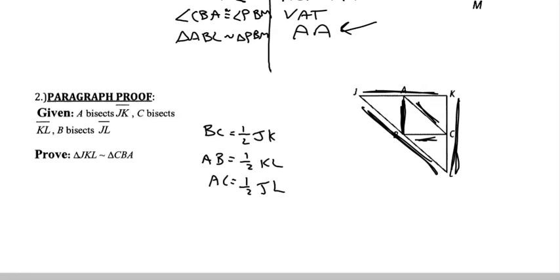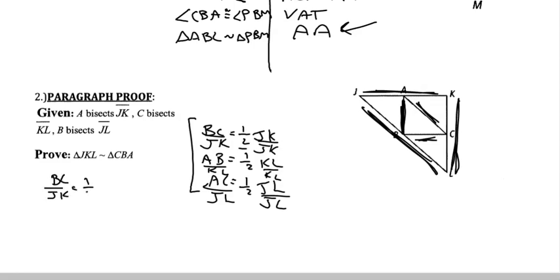Using the logic, what do you think the next step is? You can scroll down in your notes, look at your notes. Once we had this, what you would do is divide by JK so that you can get the 1/2 by itself. Divide by KL so you can get the 1/2 by itself. Divide by JL so you can get the 1/2 by itself. You will then have BC over JK equals 1/2. You would have AB over KL equals 1/2. And you would have AC over JL equals 1/2.